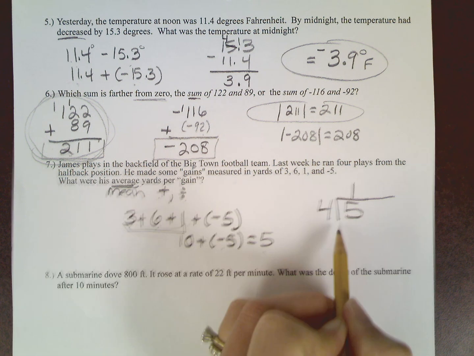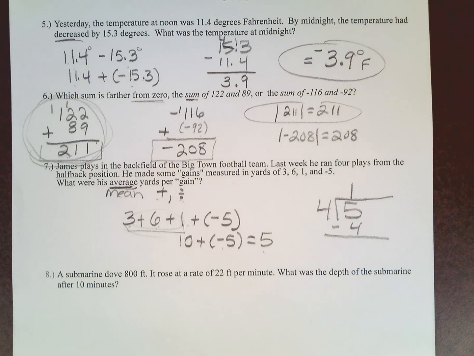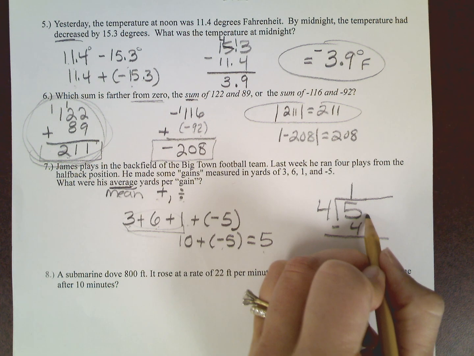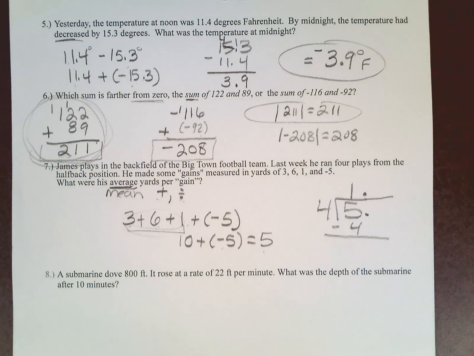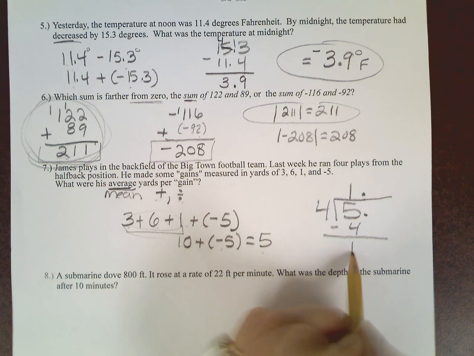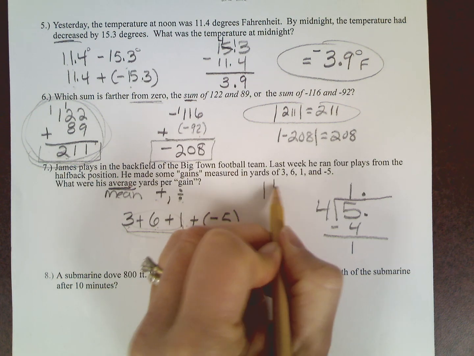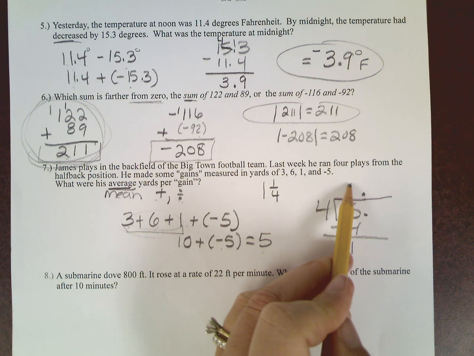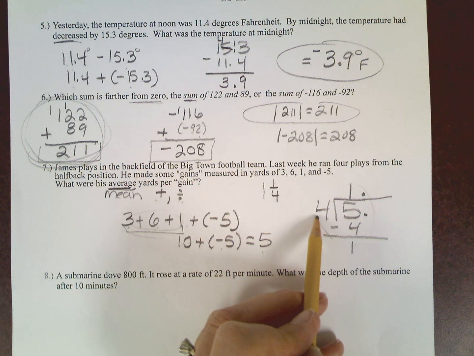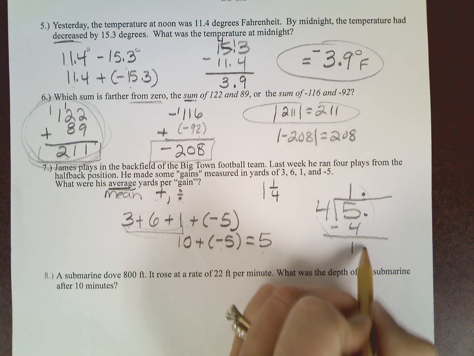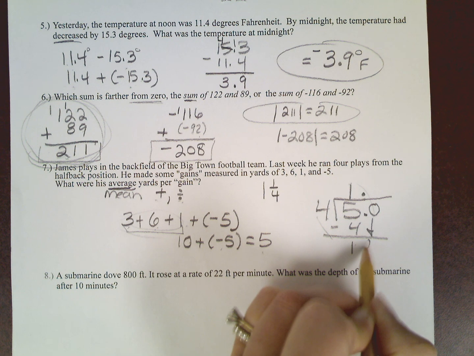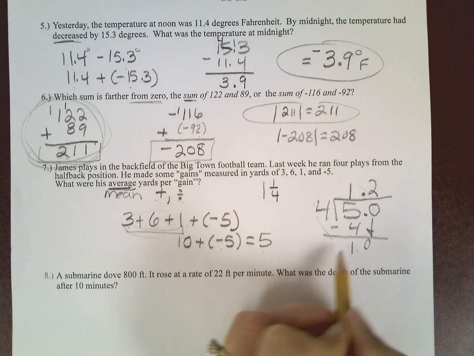Well, 4 can go into 5 one time. But then what do I do from here? So hopefully you remember in elementary school, you might have to add a decimal. Okay, now you could write your answer as a fraction, which would be okay. So if you stopped here, it'd be 1 and 1/4, because our whole number is here, 1 and 1/4. I'm going to keep going to show you what it would look like as a decimal. I'm going to add a 0 and bring it down. 4 into 10 goes twice.